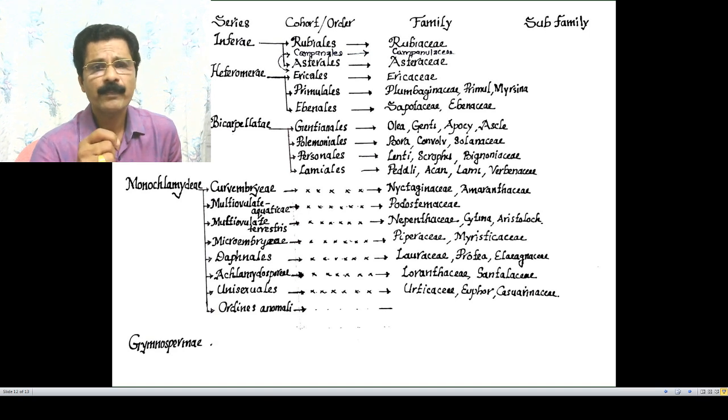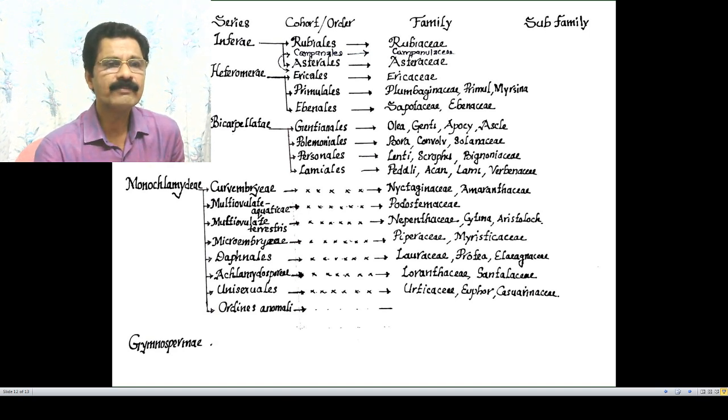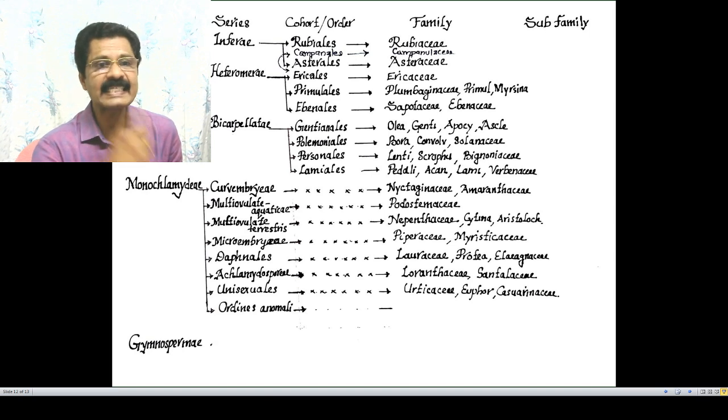Multiovulatae aquaticae: Podostemaceae. Podostemaceae is an aquatic plant, an aquatic angiosperm. Podostemon and Willisia are examples of this plant. You can see these plants in Silent Valley, Valiparathode. There you can collect Willisia, nowhere else in the world. Multiovulatae terrestres: Nepenthaceae, Aristolochiaceae. These are examples of families that come under Multiovulatae terrestres.